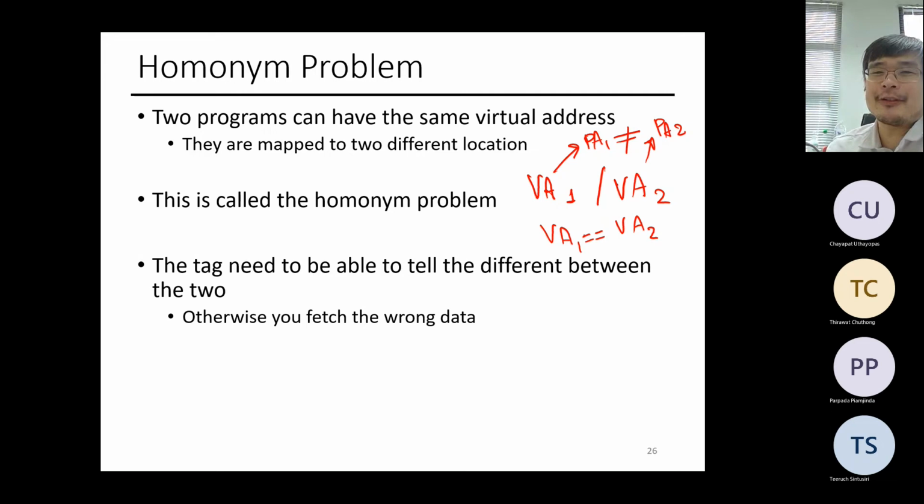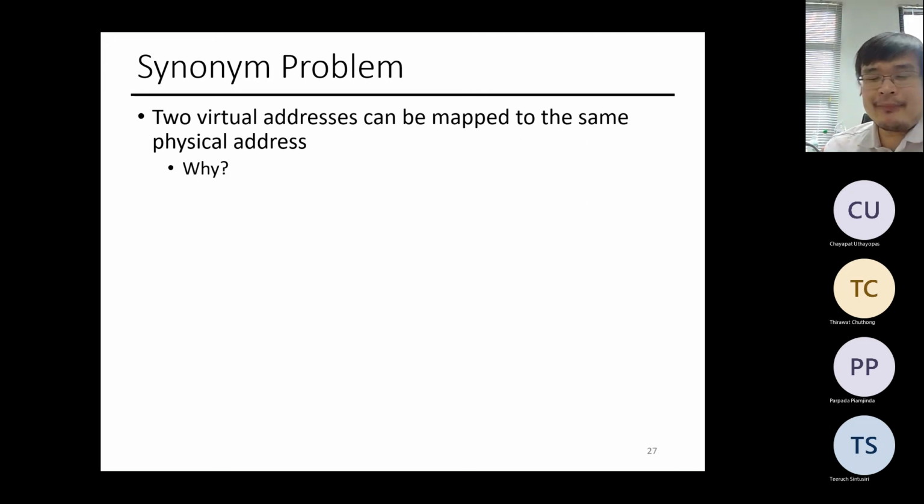but two different physical addresses. The synonym problem is the inverse of that. Two virtual addresses can be mapped to the same physical address, like when you have sharing, for example. This is called the synonym problem.